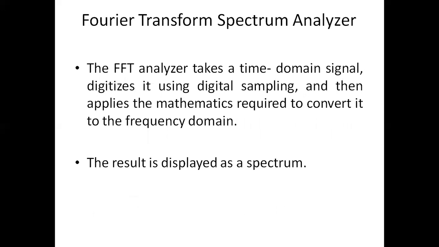The next type of spectrum analyzer is the Fourier transform spectrum analyzer. It works based on the FFT. This analyzer takes a time domain signal, then digitizes it using digital sampling based on the sampling theorem, and then uses the basic computations to convert it into the frequency domain. So it processes the signal in the time domain, and in the final stage converts it into the frequency domain, and the result is displayed as a spectrum.